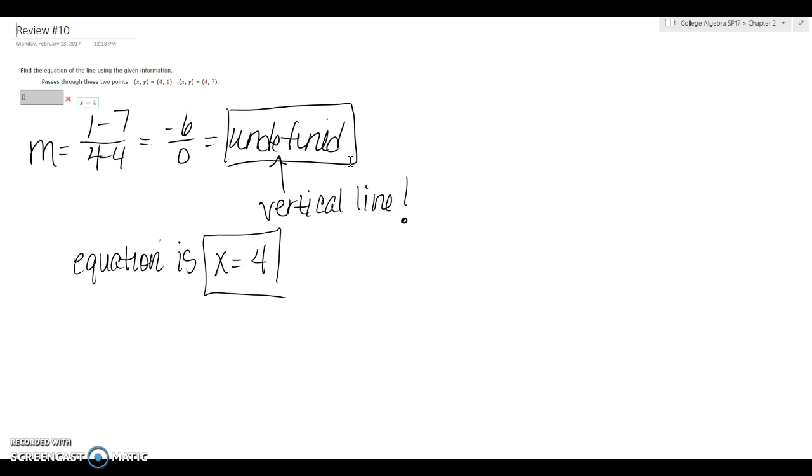Because this is a vertical line, we are just going to have an equation of x equals 4. We don't have a y-intercept on this, so that's why it's not there. If it was a horizontal line, it would have been y equals 4, because it would be crossing the y-axis at 4. This would actually, if you were to graph the 2 points, (4, 1) and (4, 7), they would form a vertical line, and that would go through the x-axis at 4.